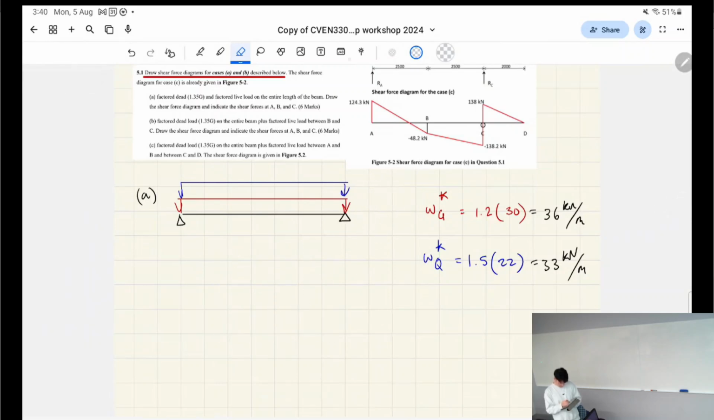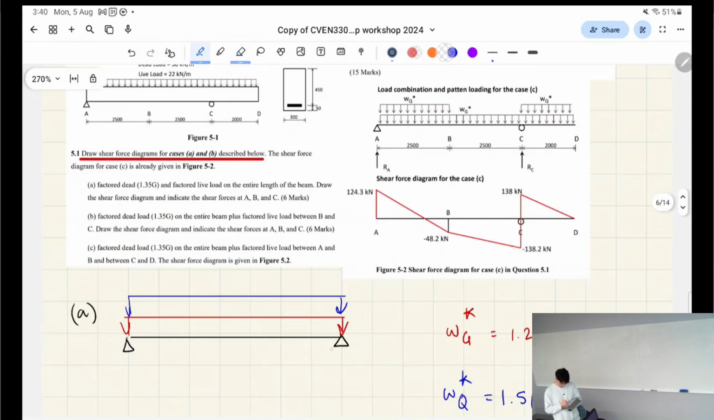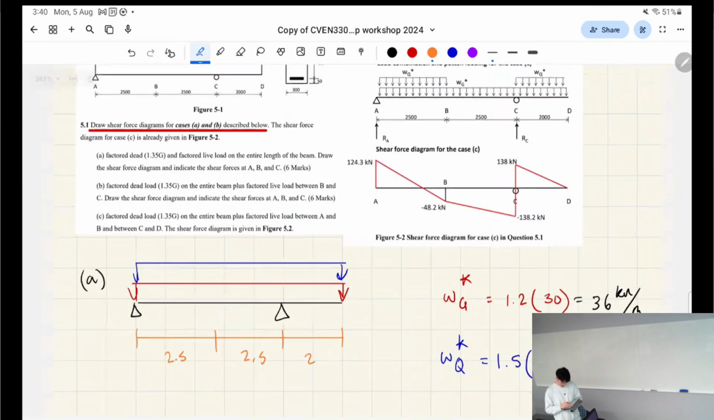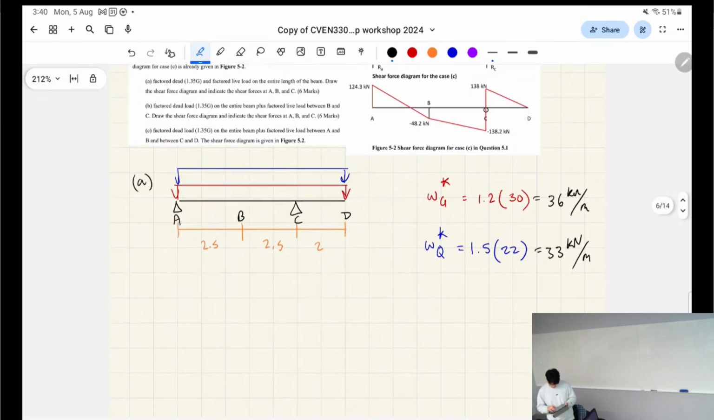I think I drew the beam wrong. Sorry, because the support was here, right? So this is 2.5 meters, 2.5 meters, 2 meters, okay? And B is that point in the middle of the beam. So that's what our beam looks like, okay?